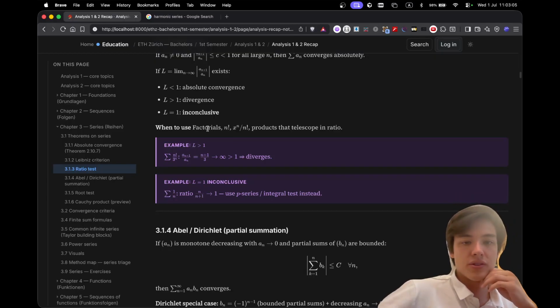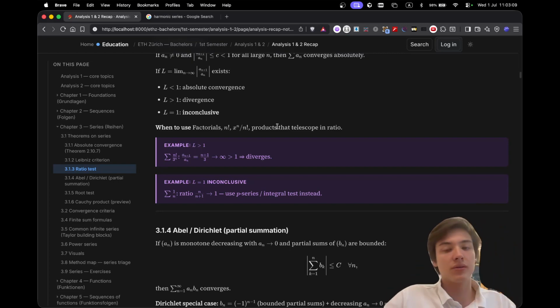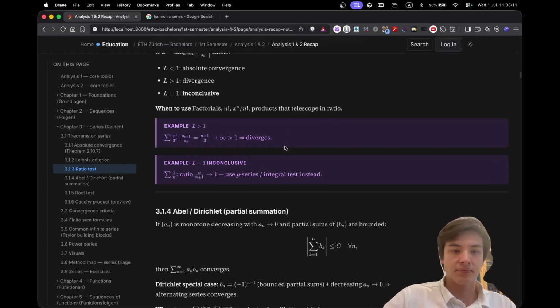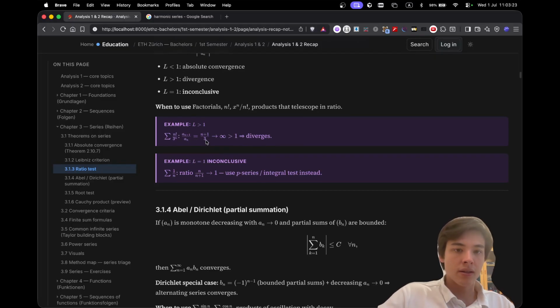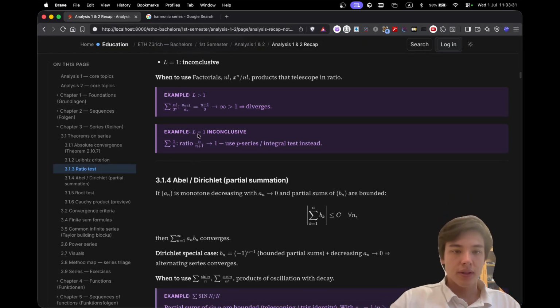So when do we use it? When we have factorials, we can compare ratios. Let's go through an example. We have this, then we have n plus 1 on top and 3 on the bottom, and we can see that for a large n, if it's over 1, then it diverges.